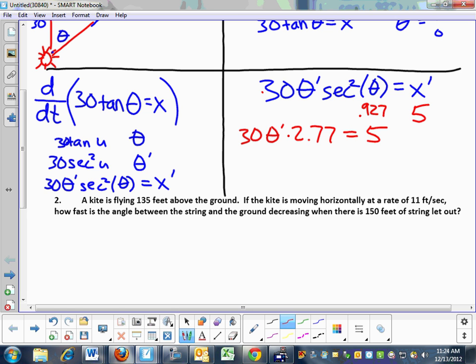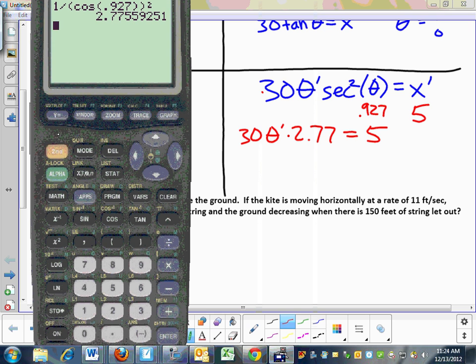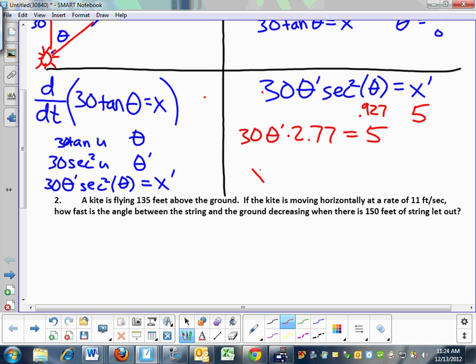Okay, there we go. We got 30 times theta prime times 2.77 is equal to 5. Well, we did 1 divided by cosine squared. Divide by 30, I get 0.06. So theta prime equals 0.06 radians per second. Yep, thank you. There we go.